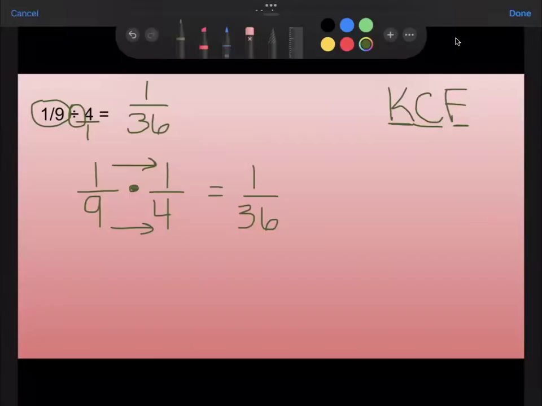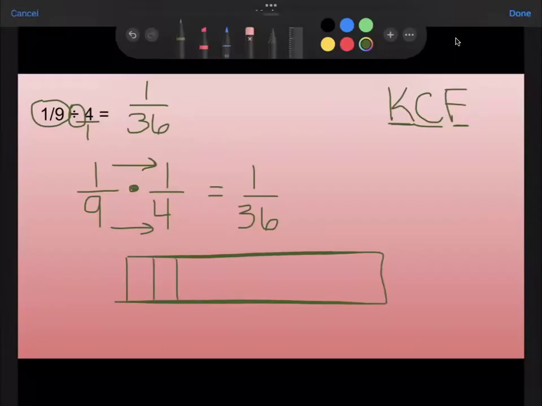A way to demonstrate this visually would be to imagine that you had some kind of bar here, and it was divided into 9 pieces. So 1, 2, 3, 4, 5, 6, 7, 8 lines would divide it into 9 pieces. You had one of those ninths, and you needed to take that 1/9 and divide it into 4 pieces. So you end up with 1/36 as the piece you would get when you take that 1/9 and divide it into 4 pieces. The 1/36 represents that you would have 1/36 of the whole thing.